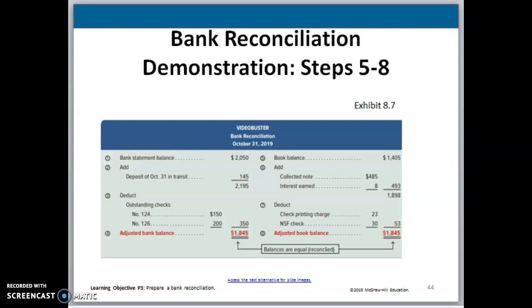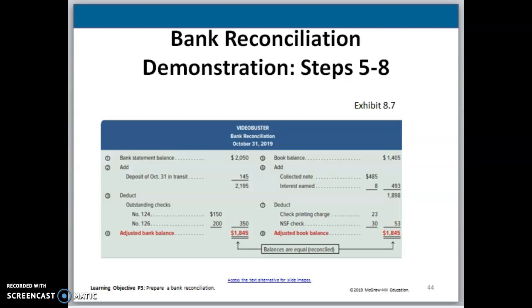So Video Busters' bank statement included a credit memorandum showing the bank collected a note receivable for the company on October 23rd. The note's proceeds of $500 minus a $15 fee are credited to the company's account. The bank statement also shows an $8 credit for interest earned on the average cash balance. So we see those 2 added. We didn't know about them before, so we're finding out when we receive the bank statement. So we're going to add those to our balance, and that's going to take us from $1405 to that $1898.